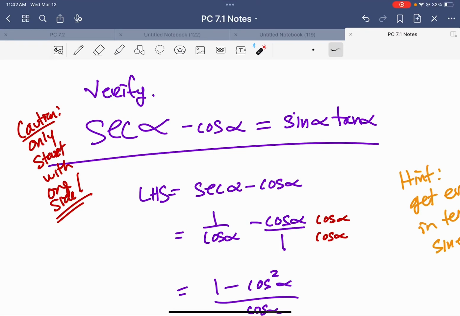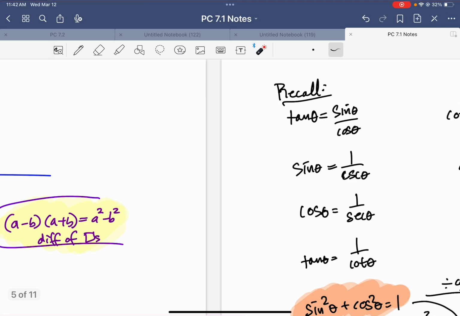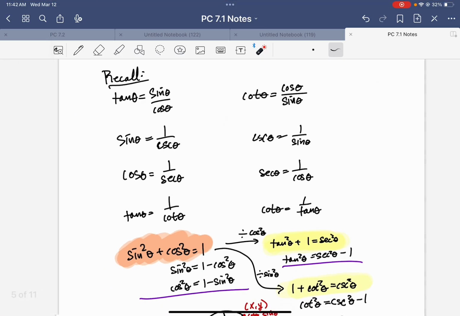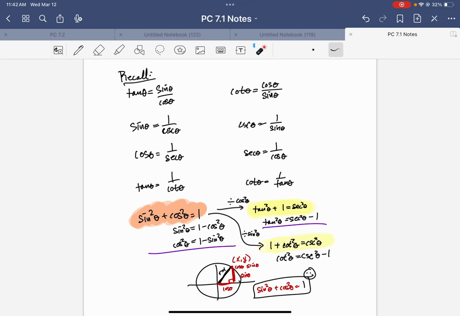So let's talk through some 7.1 notes. Well, first, really all we're doing in this section, let me go back here, is we are using these identities to prove things. So first, let's just remind ourselves of some identities.